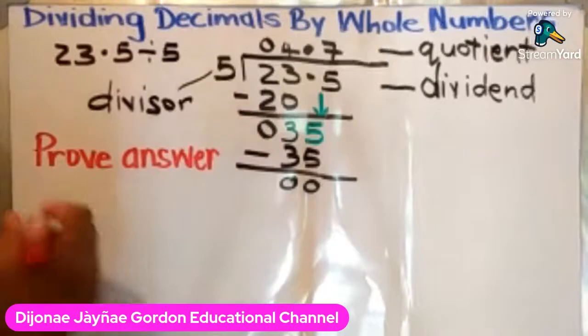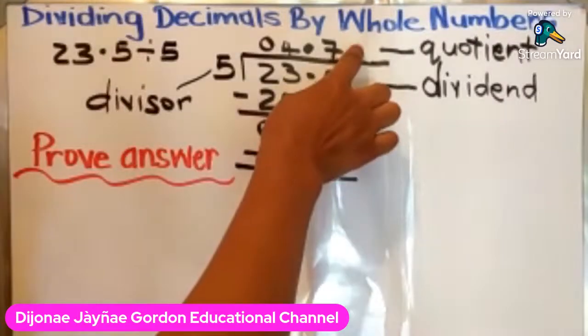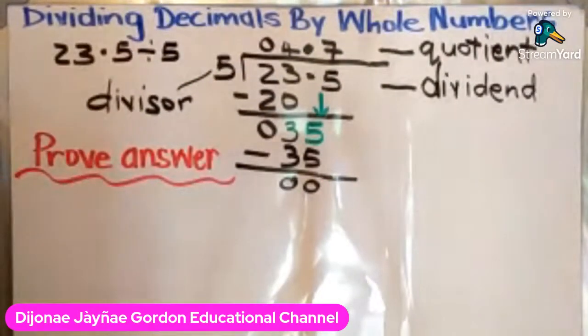So that's where I'm going to prove my answer. All right. So how am I going to prove my answer? I know that's a famous question. I am going to take my quotient, and of course, I'm going to multiply it by my divisor. What is my quotient? Look carefully at what I'm doing.